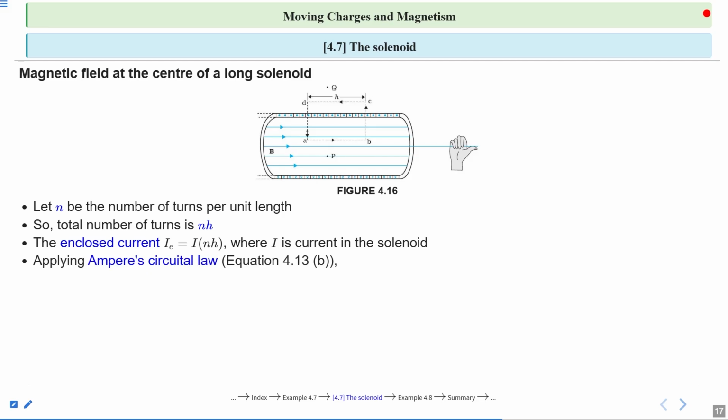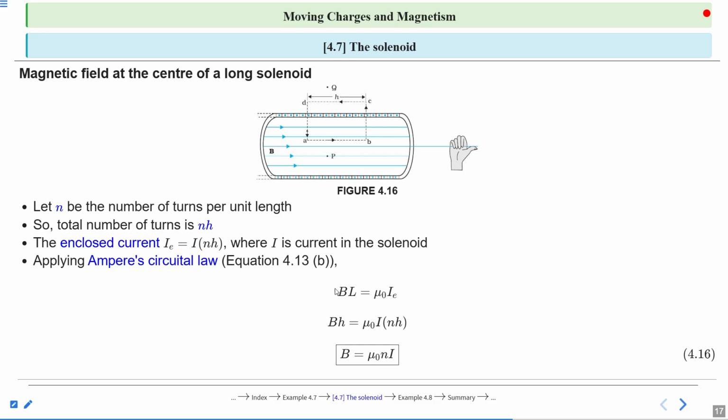Applying Ampere's circuital law, equation 4.13b, BL is equal to mu naught I enclosed. Now L here is H, because the relevant length of the Amperian loop is H. What is I enclosed? I n H. So putting this value in the equation, BH is equal to mu naught I n H. So H and H get cancelled out.